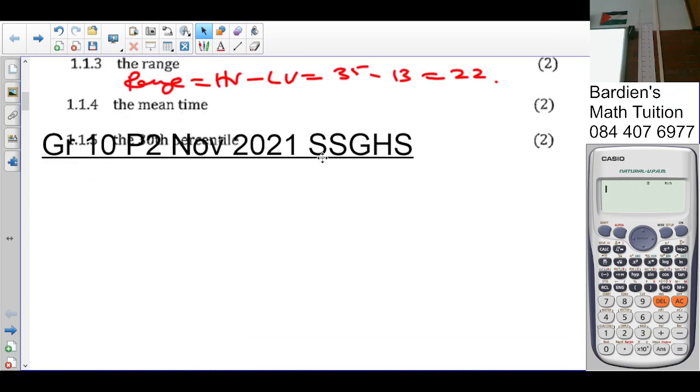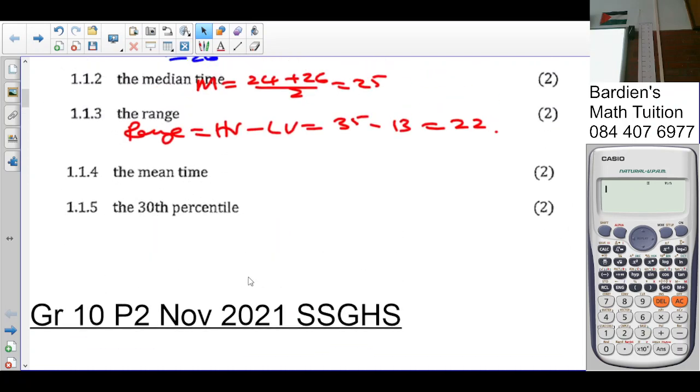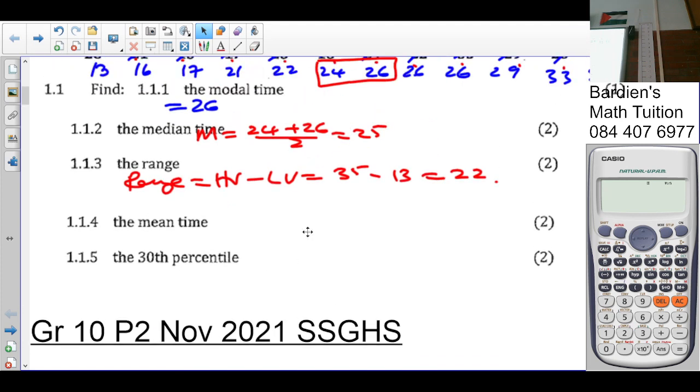The next question says the mean time. So what do you do to calculate the mean? I add up all these numbers here: 13 plus 16 plus 17 plus 21. So what did it add up to? 288. And 288 divided by 12 is 24.